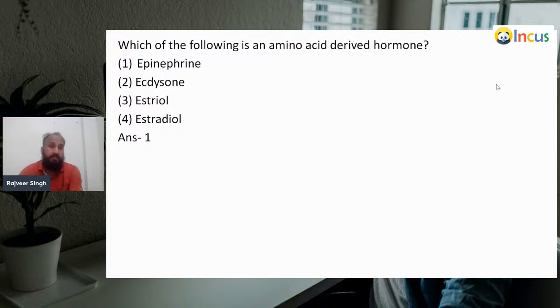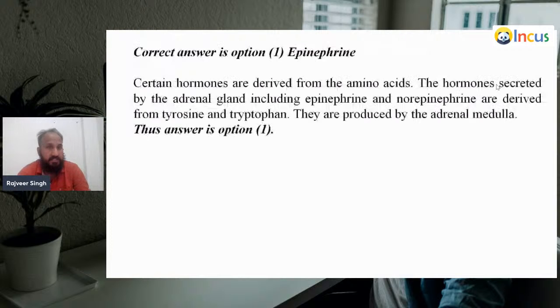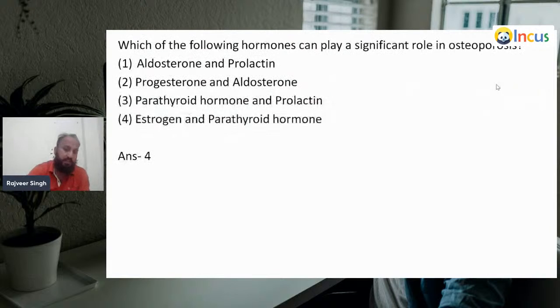Now, next one is about which of the following is an amino acid derived hormone: epinephrine, ecdysone, estriol, estradiol. The answer will be the first. Epinephrine is the right answer because certain hormones are derived from amino acids. The hormones secreted by the adrenal glands, including epinephrine and norepinephrine, are derived from tyrosine and tryptophan. They are produced by the adrenal medulla. So our answer is the first, epinephrine.